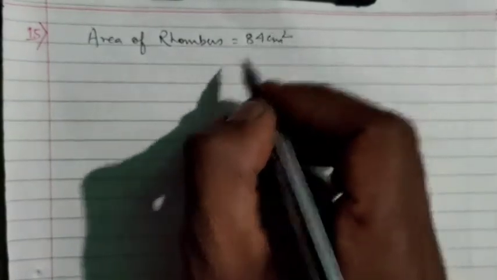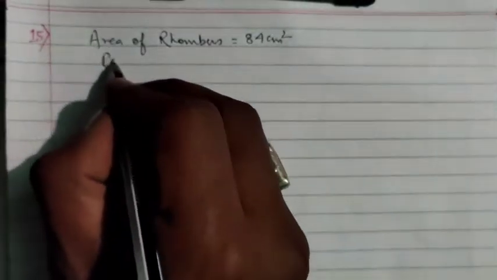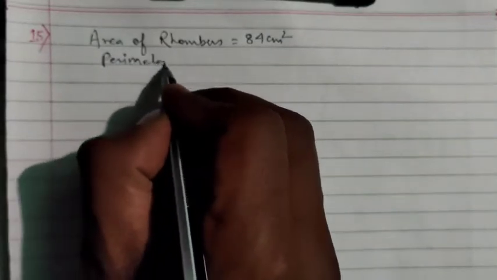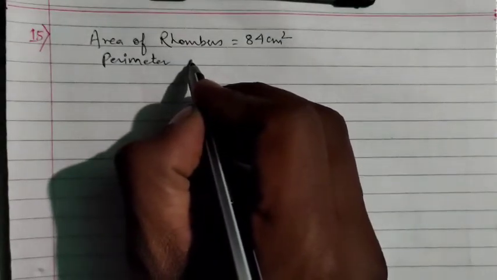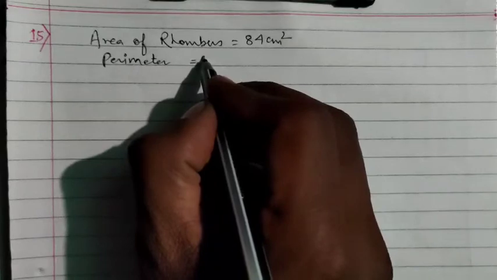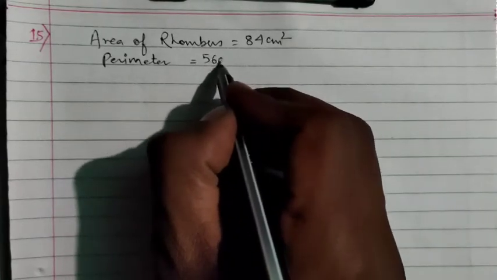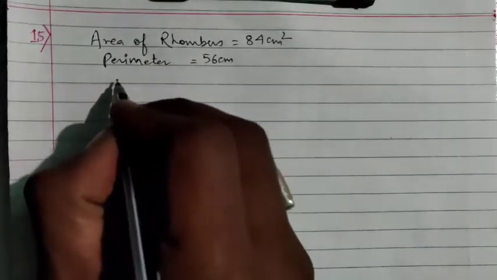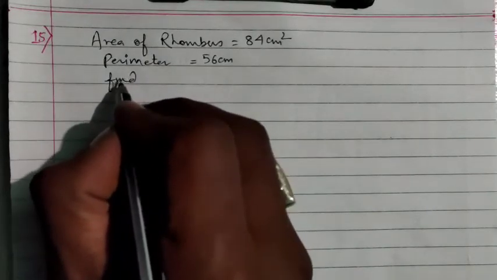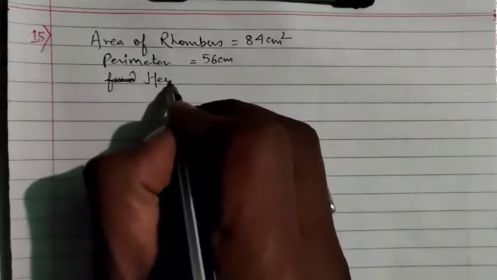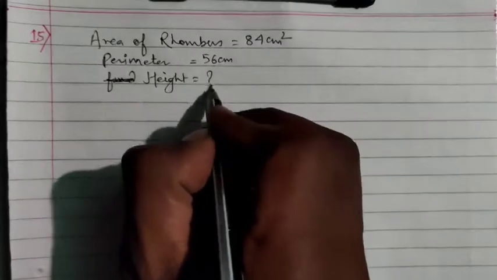Area of rhombus is equal to 84 centimeter square, and the perimeter of rhombus is also given. Perimeter is given as 56 centimeter, and then the question is saying find its height. It means the question is saying you have to calculate the height of the rhombus.